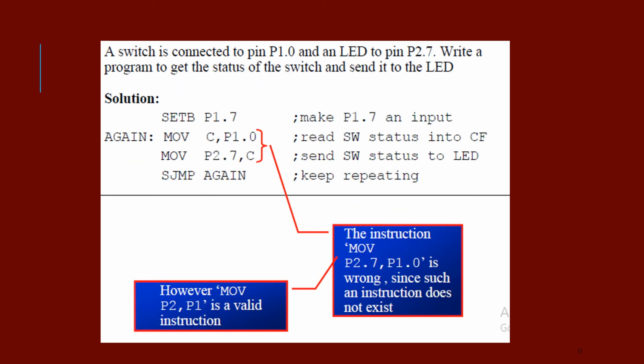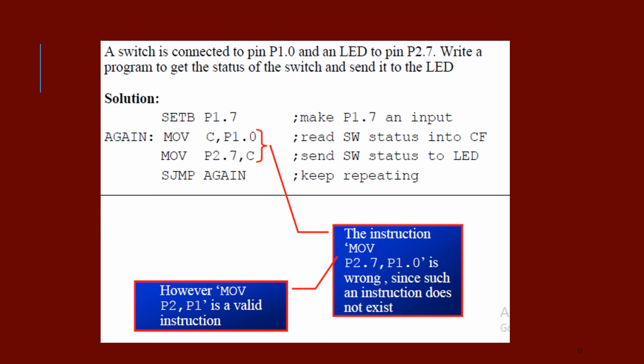The next is one more small example. A switch is connected to pin P1.0 and an LED to pin P2.7. Write a program to get the status of the switch and send it to the LED. Now see here, SETB P1.0, that is the bit in which we are interested, so it is going to become an input. Then MOV C, P1.0, so read the switch status into CF, that is the carry flag. MOV P2.7, C, so whatever is in C is now transferred to the P2.7 pin.